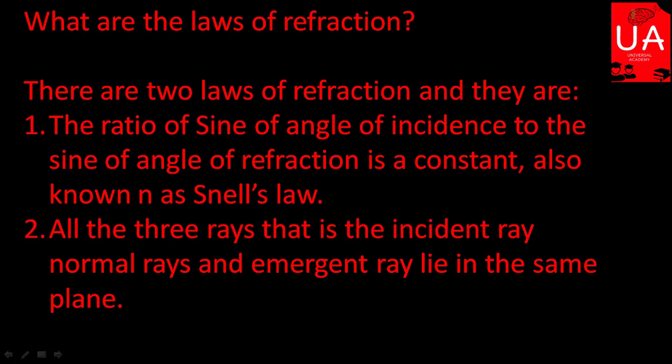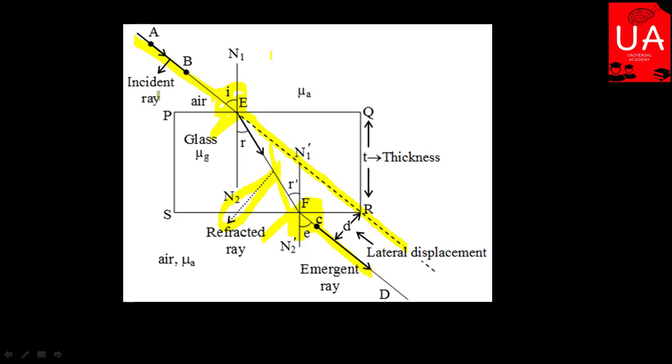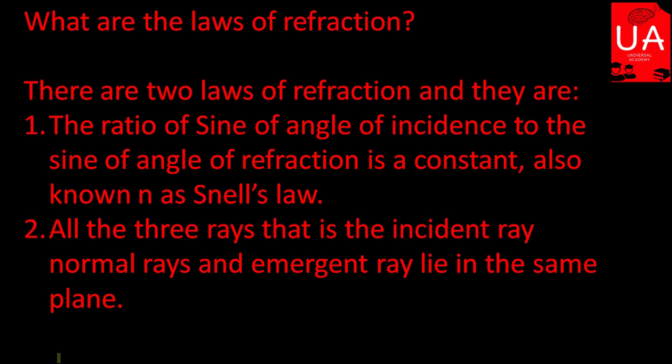All the three rays, that is the incident ray, the normal and the emergent ray, all lie in the same plane. This incident ray, the normal as marked in the previous case, and the emergent ray all lie in the same plane. So it's quite clear now.